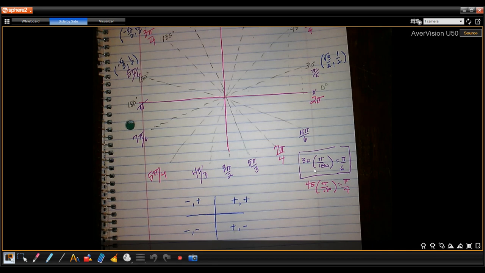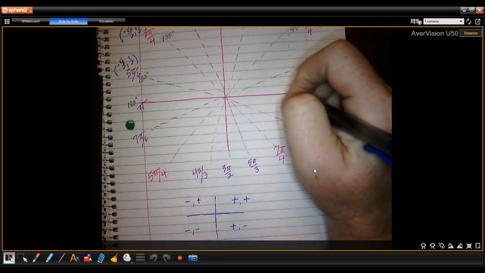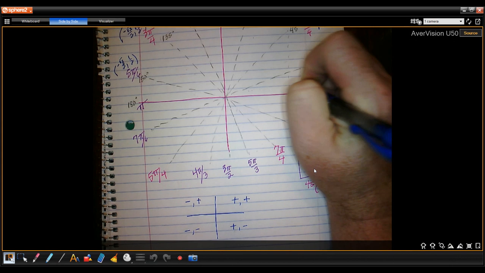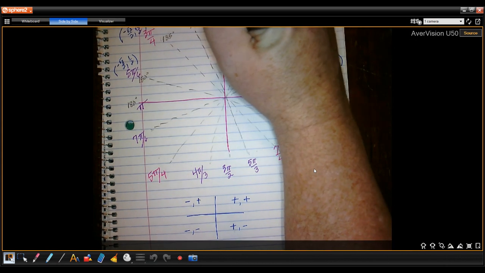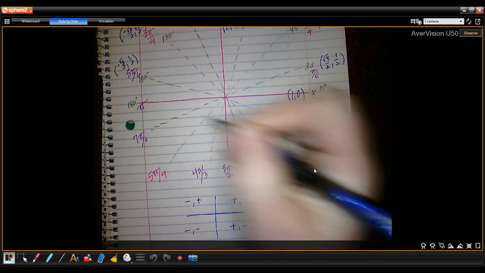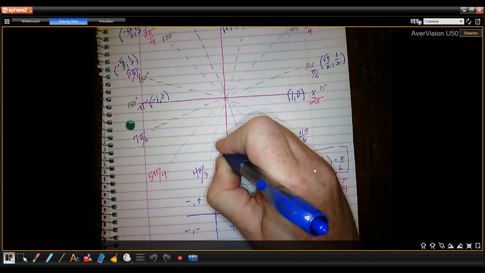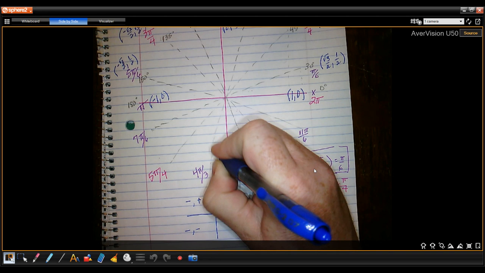And then the last thing, make sure we know, this is the point 1, 0. So this is 1, 0. This is what? 0, 1. This is negative 1, 0, and this is 0, negative 1.